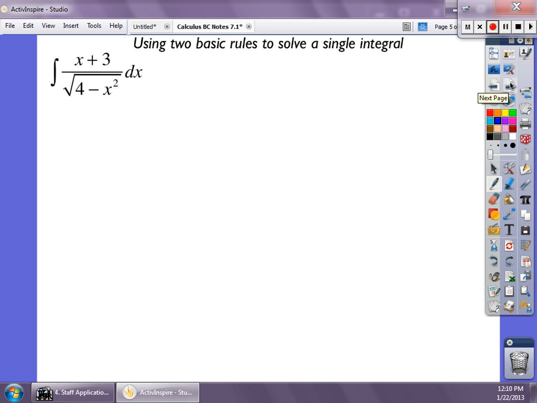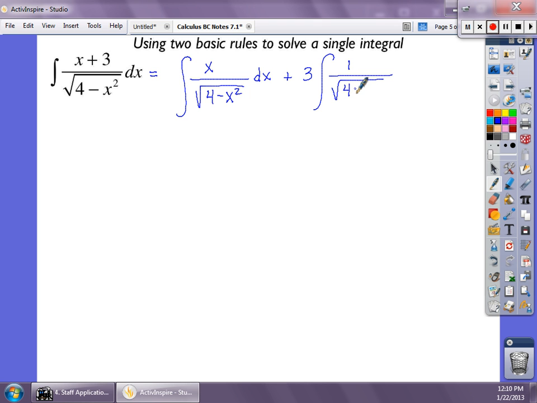Using two basic rules to solve a single integrand, we have the integral of x plus 3 over the square root of 4 minus x squared dx. I kind of like it if we could let u equal 4 minus x squared because we have an x up there, but this plus 3 is a little troubling, so we're going to split this integrand up into the integral of x over the square root of 4 minus x squared dx. I like this because this is an easy u substitution problem. And then we're going to have plus 3 times the integral of 1 over the square root of 4 minus x squared dx. I also like this here because that's going to give us an arc sine.